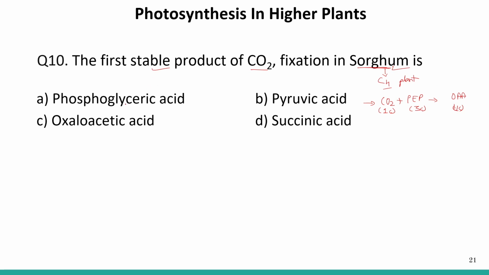Okay, so here the options are phosphoglyceric acid, which is not correct. Pyruvic acid, not correct. Then we have oxaloacetic acid, which is correct. And the fourth option is succinic acid, which is not correct. Alright. So what should be the answer? Oxaloacetic acid, which is a 4-carbon compound. That's why the C4 plants have been given the name C4 also, because a 4-carbon compound is formed. Alright, and this reaction is catalyzed by which enzyme? PEP carboxylase.